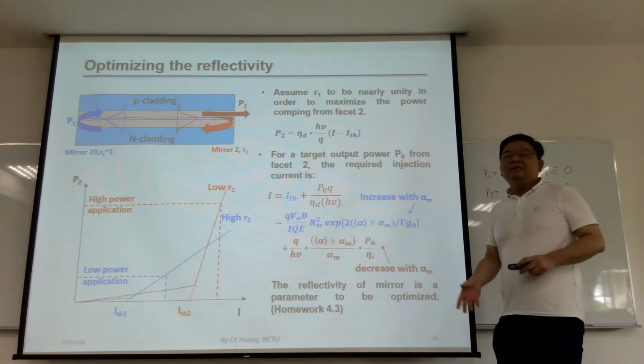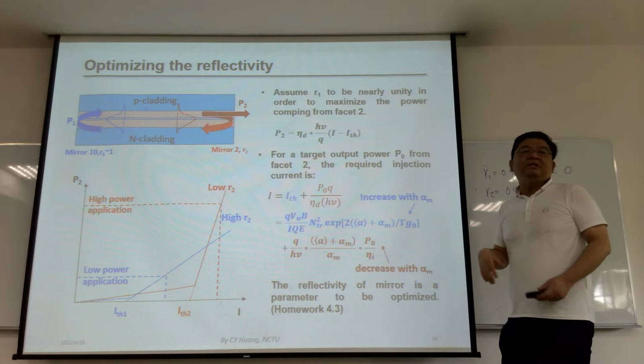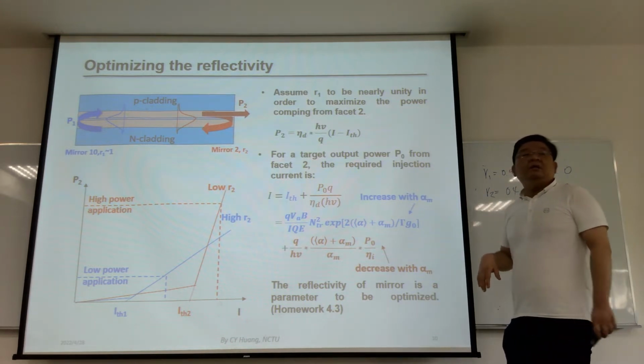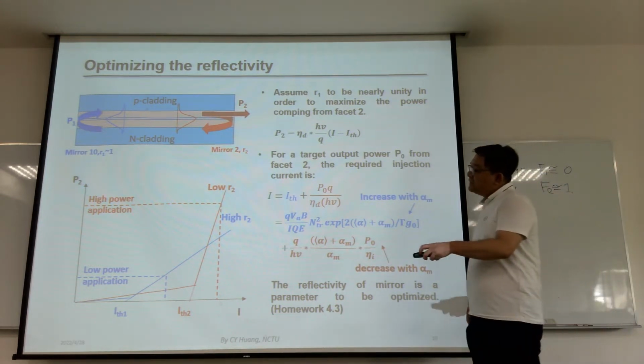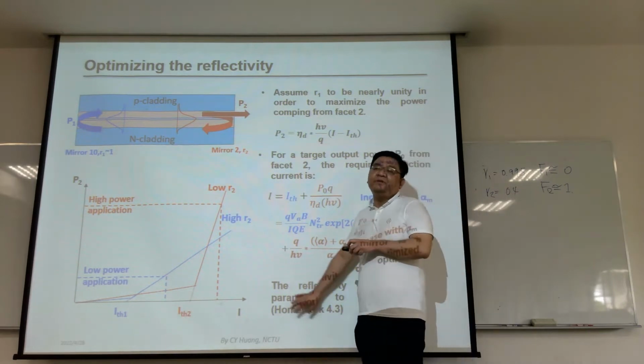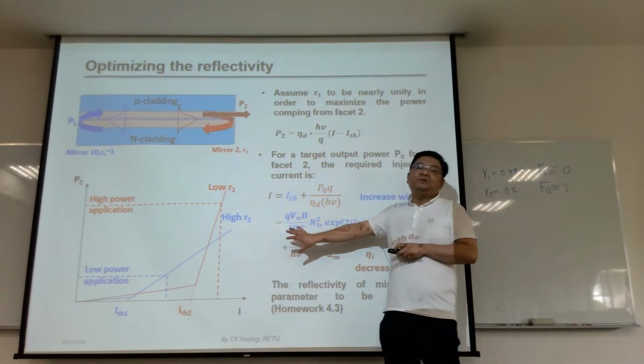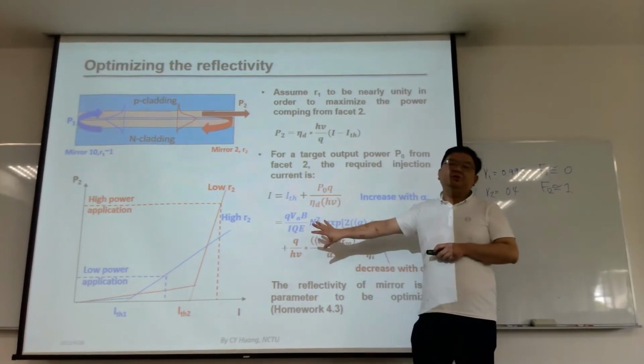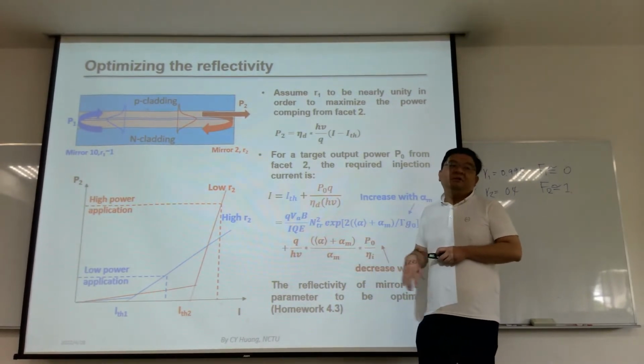So it is not that lower is bad or higher is bad. That really depends on your final purpose. And this also confirms the previous statement that the low threshold design and high power design are usually incompatible with each other.